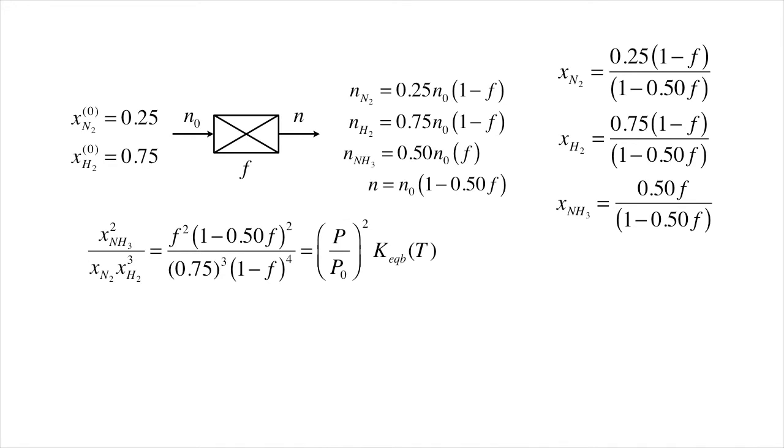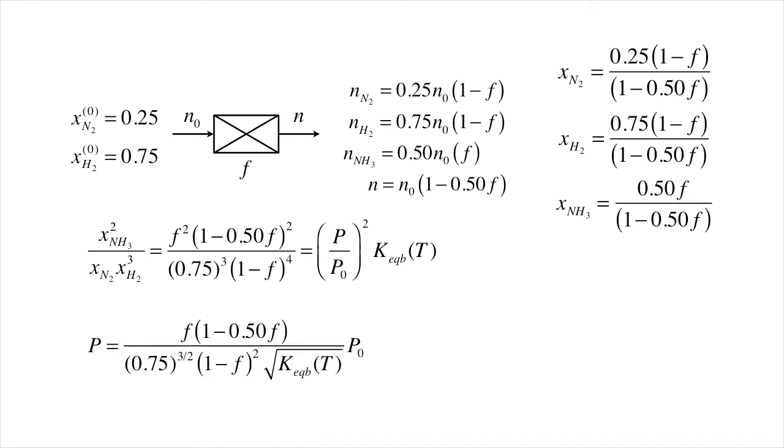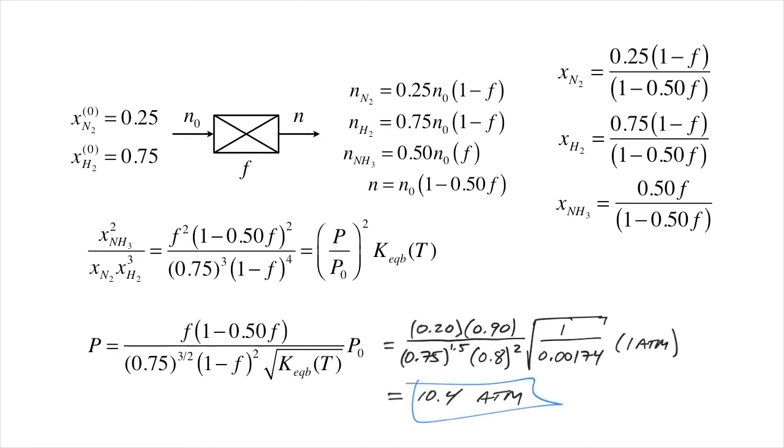Plugging into our equilibrium expression, we can solve for the required pressure as a function of fractional conversion. For F equals 0.20, we would need a pressure of about 10 atmospheres. As you can see, one advantage of using a database like the Barron tables is expediency, much like our use of the steam tables or the NIST webbook for single component properties.